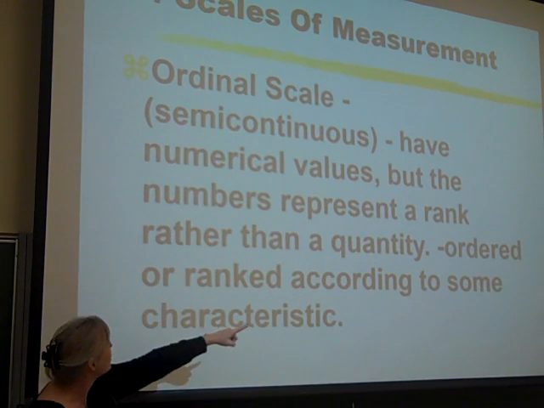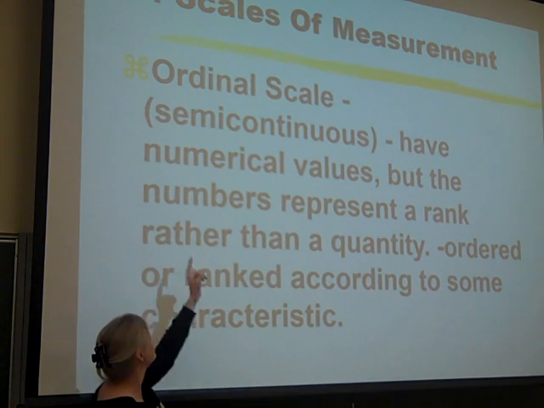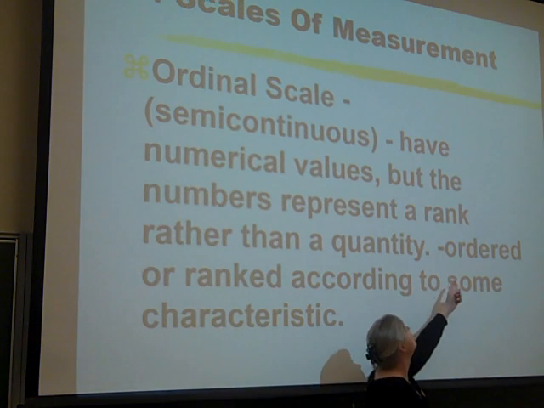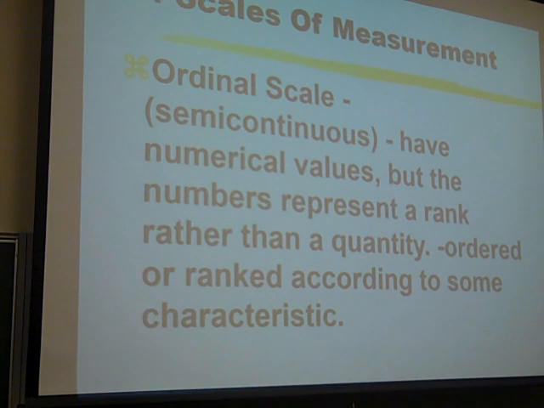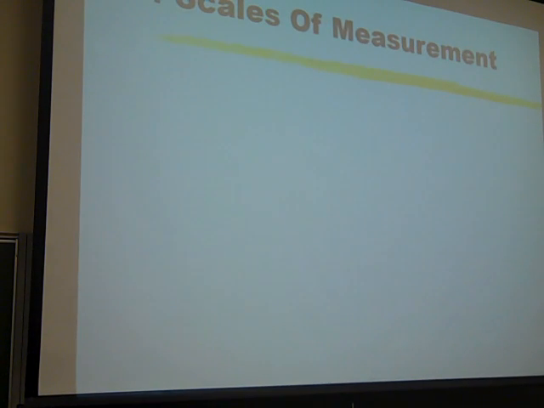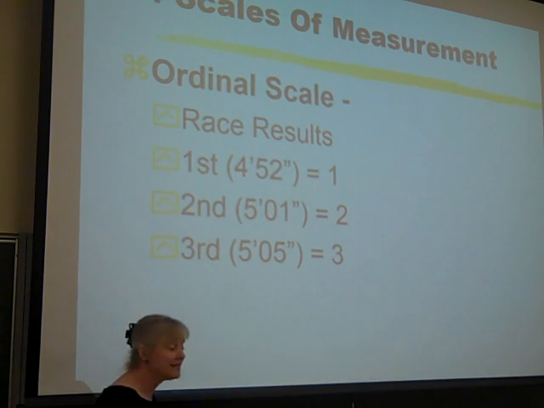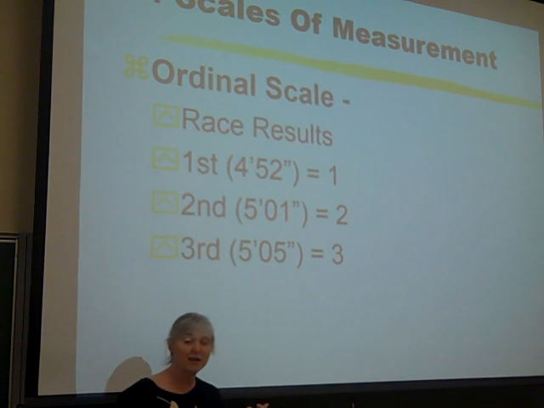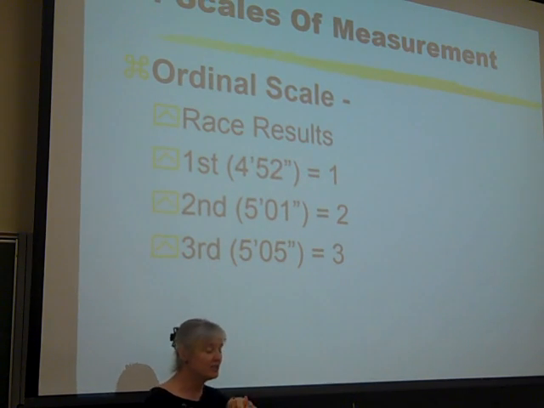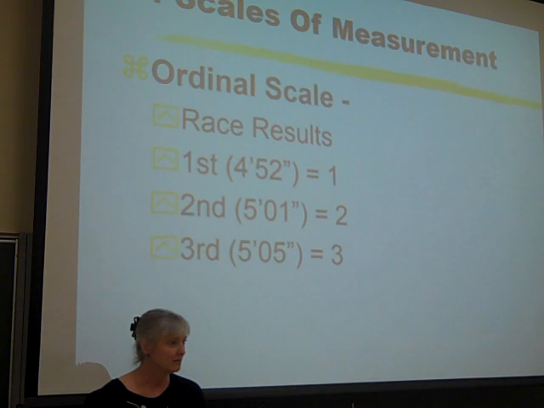So you're ordered. With the nominal scale, we're remembering naming. With the ordinal, think of the word: ordered or ranked. So if I was a health and wellness teacher and my students run around the track a couple times, and the first person that finishes gets a rank of 1, the next person gets a rank of 2, 3, 4, then I'm using the ordinal scale of measurement.